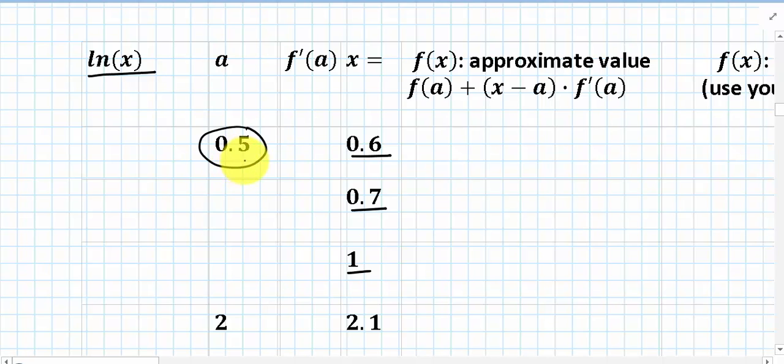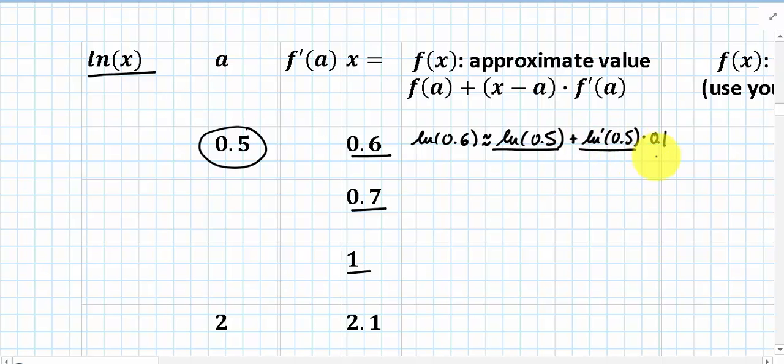Okay? And I'm going to do that with the calculator, of course. So first, let's write the formula. ln at 0.6 is about ln at 0.5 plus the rise from ln at 0.5. So that's the slope, ln prime at 0.5 times the run. Well, what's the run between 0.6 and 0.5? That's 0.1. Okay? So what is ln at 0.5 and ln prime at 0.5?